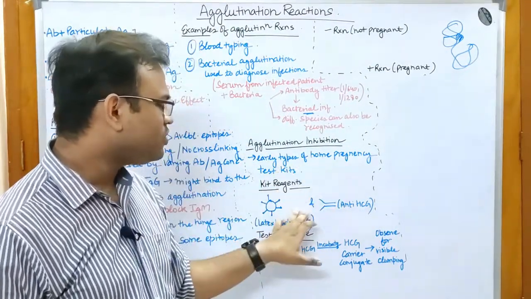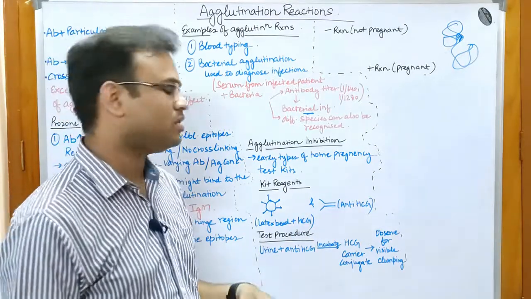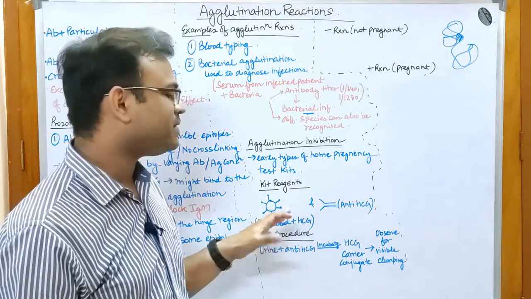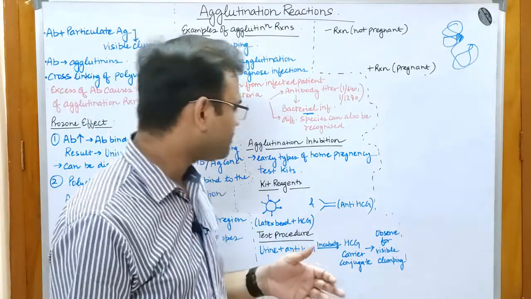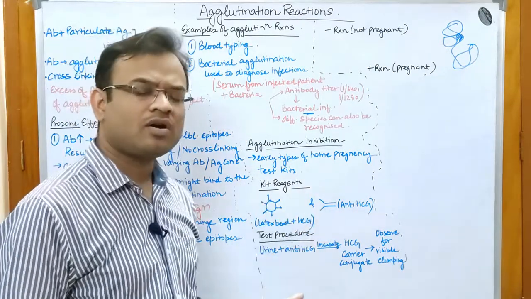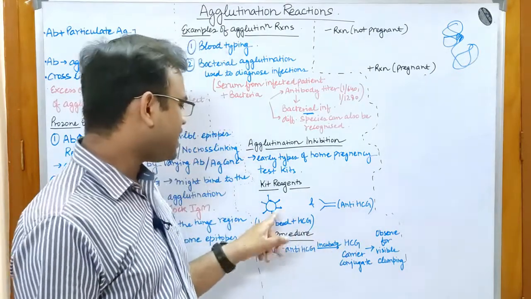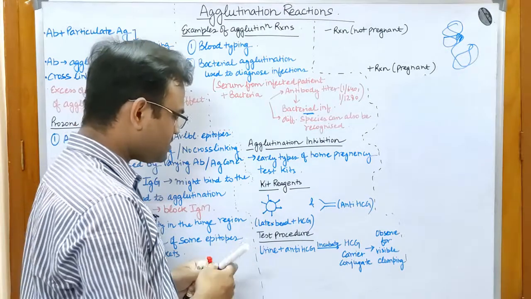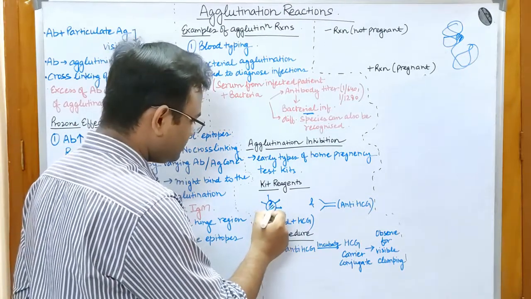So there is a kit. I'm going to take the example of a kit and explain it with that only. This kit is used to predict pregnancy, whether the female is pregnant or not. So what does the kit have? It has a latex bead. This round thing is the latex bead.